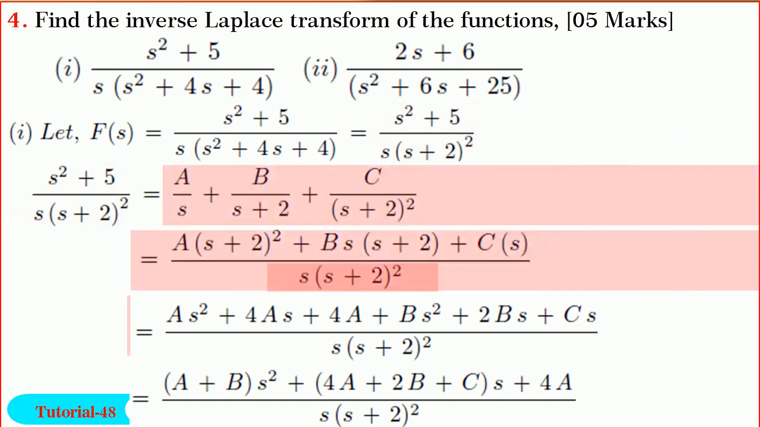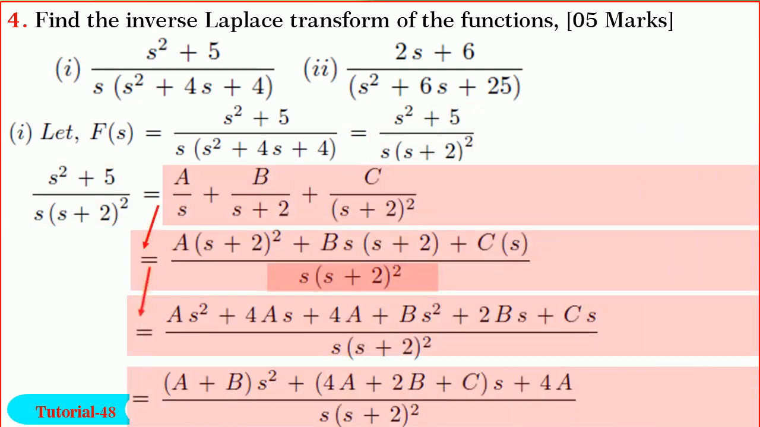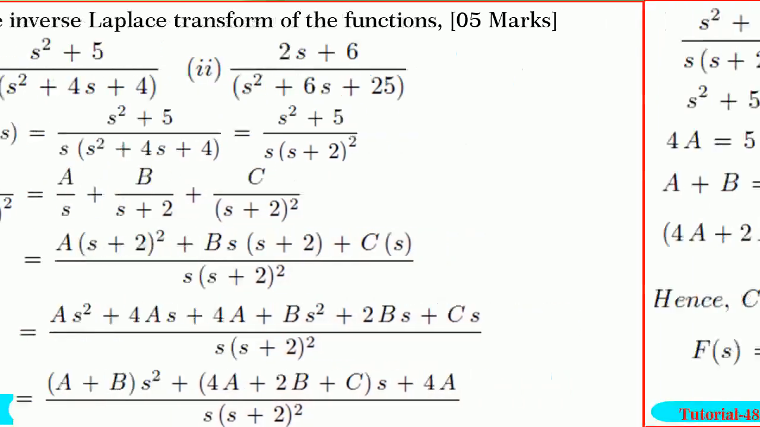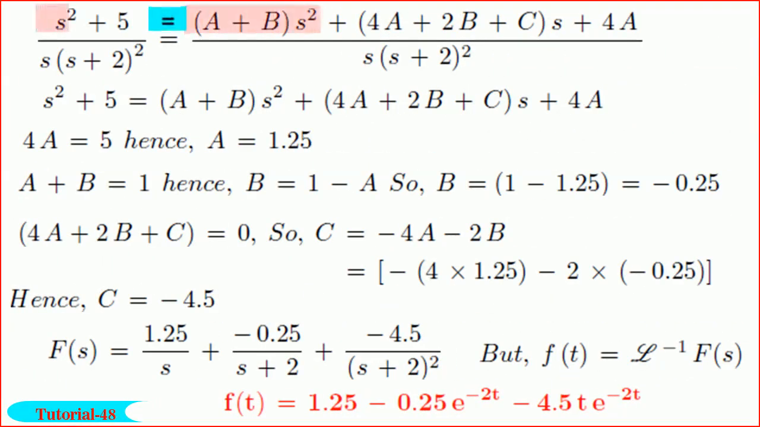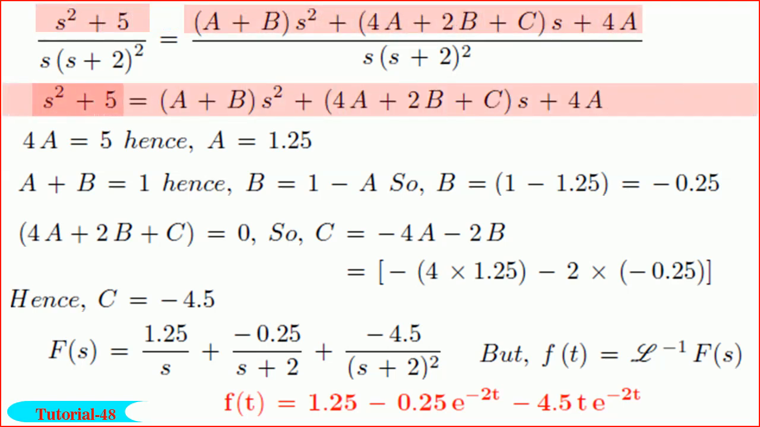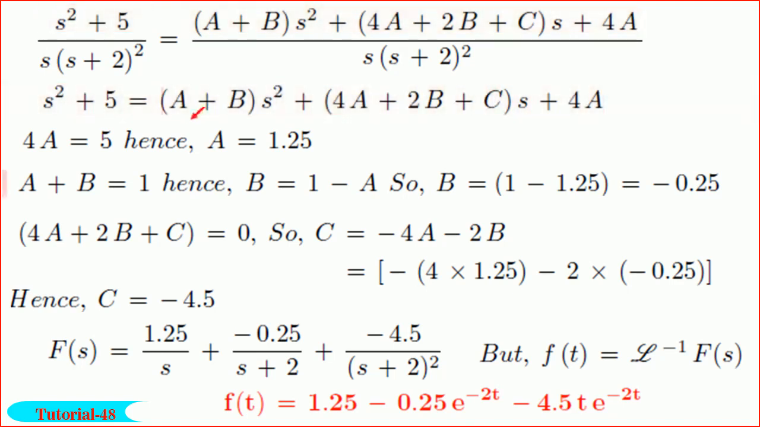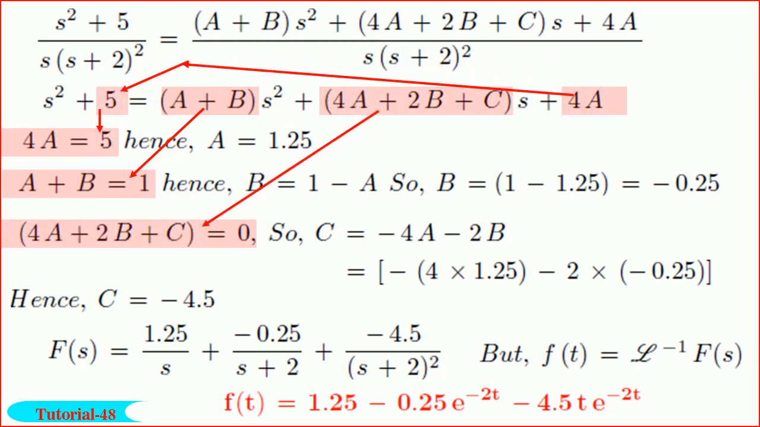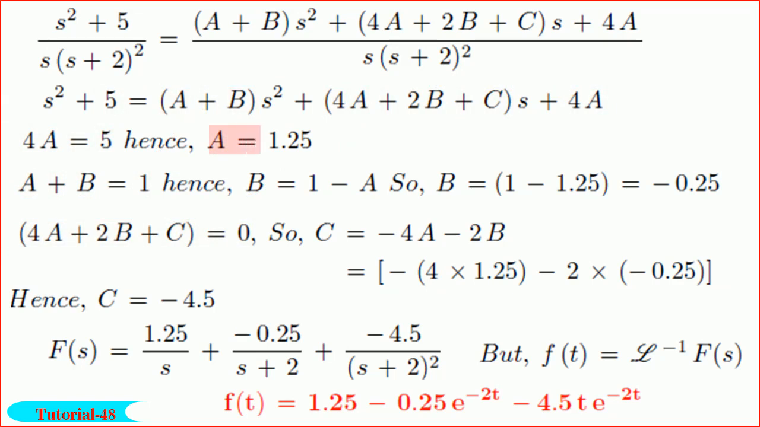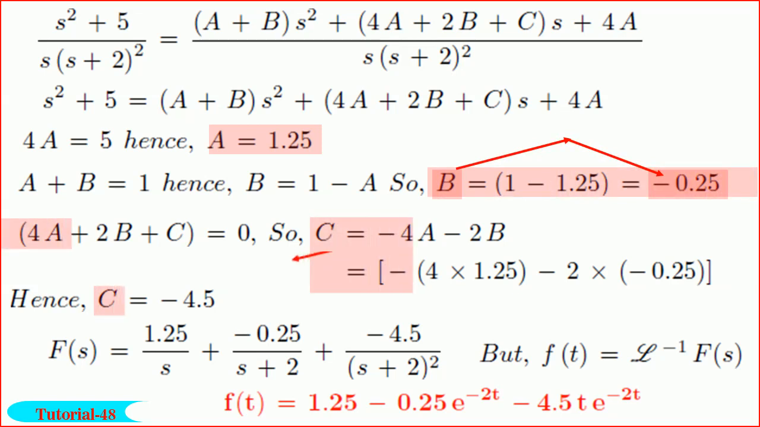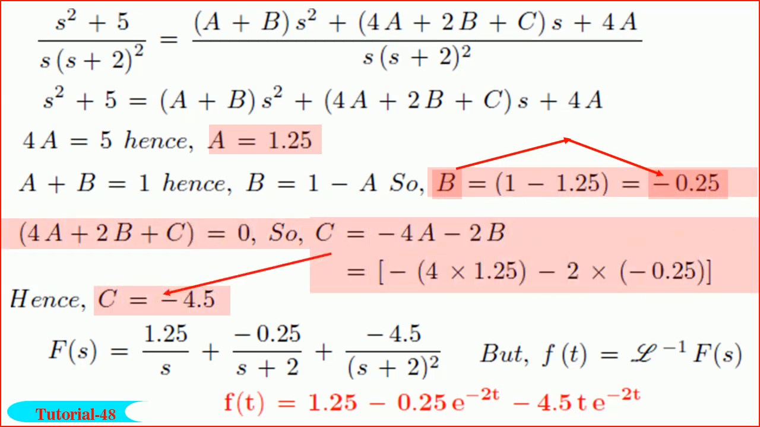By taking LCM as s into bracket s plus 2 whole square and solving and equating the numerator polynomial on both sides, we get s square plus 5 is equal to A plus B into s square plus 4A plus 2B plus C into s plus 4A. By equating the coefficients of s square, s and constant terms and solving, we get A is equal to 1.25, B is equal to minus 0.25 and C is equal to minus 4.5.